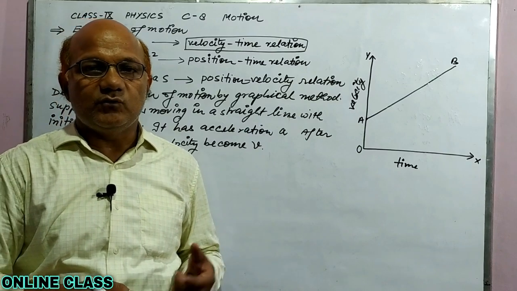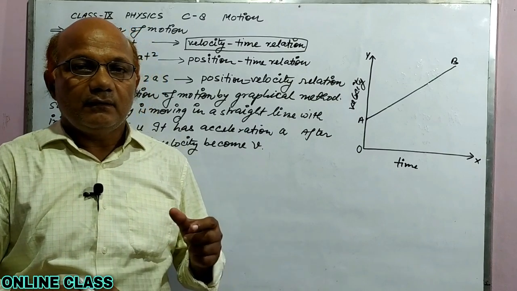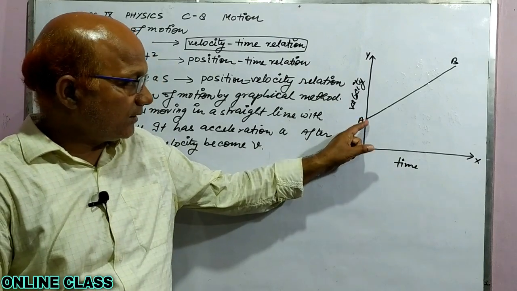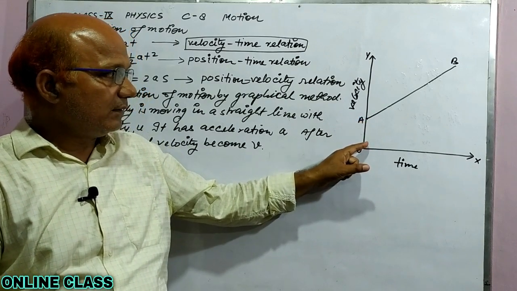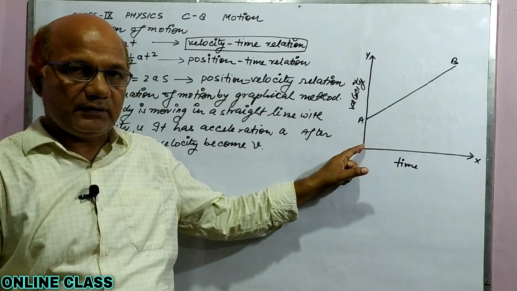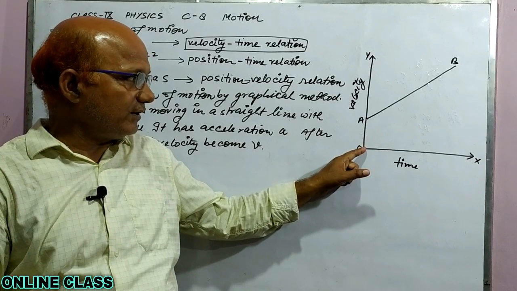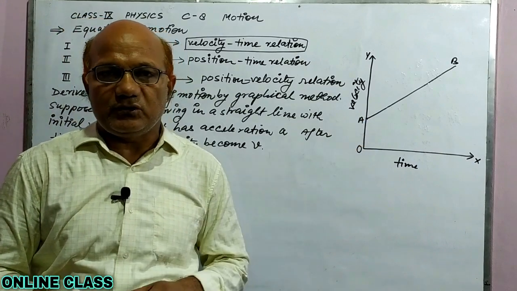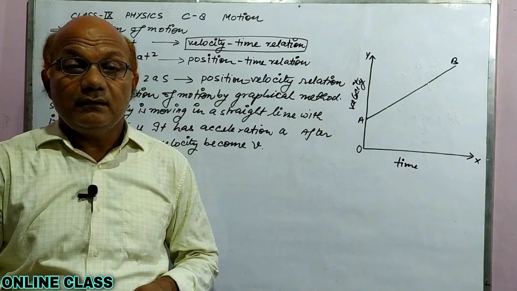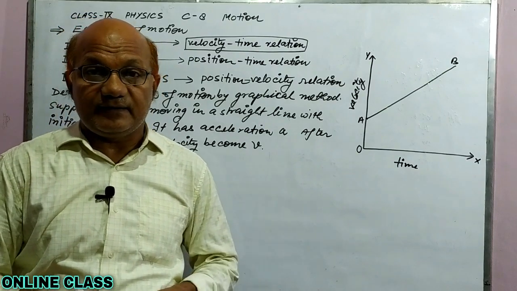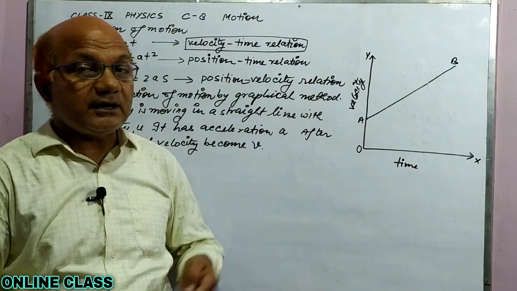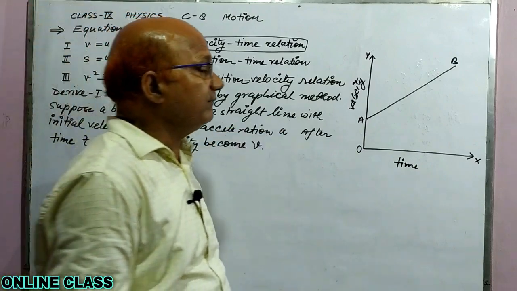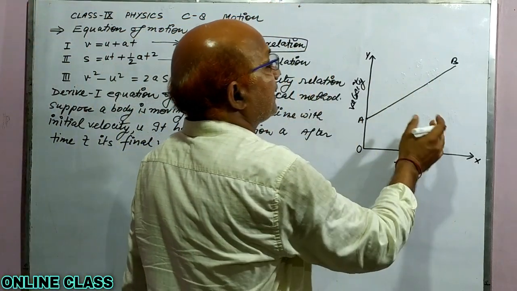Suppose a body is moving in a straight line and it has initial velocity u. This portion shows initial velocity. That is why the graph is not originating from the origin, but it is starting from this point. It means the body has some initial velocity and it is moving with uniform acceleration a, and after time t its final velocity becomes v. So let us see in this graph.